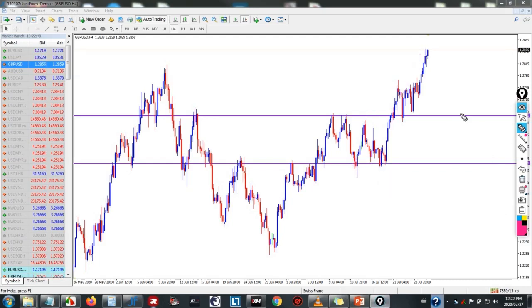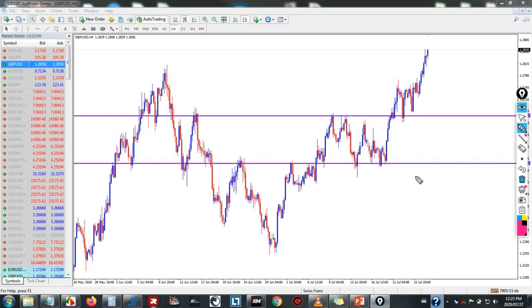One thing to note when using this break and retest trading strategy: make sure that there's a confirmation candlestick pattern, of which here I can already see a bullish engulfing candle, which is also a pin bar, that reversed this market to the upside.